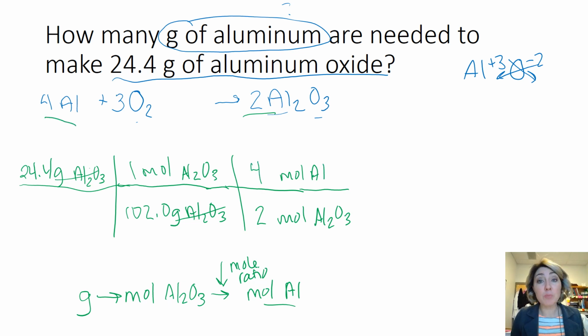See how important it is to have the correct subscripts so you can correctly balance so that you can do these stoichiometry problems correctly. It's vitally important. So now moles of aluminum oxide cancel and I am in moles of aluminum. So now I have changed substances using my mole ratio. But they didn't ask me for moles of aluminum. They asked me for grams. So now I have to do one last conversion factor.